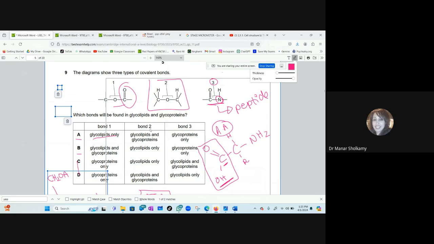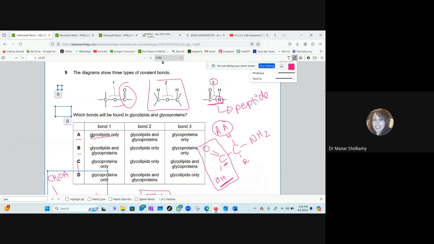Okay, but let's go to bond 2. Bond 2, this is carbon, oxygen, carbon. This is a sugar. This sugar itself can bond with a lipid or a protein. So bond 2 can be found in glycolipids and glycoproteins, or one of them, or both of them. If I choose B, B says that bond 2 is in glycolipids only. This sugar only bonds to lipids, it does not bond to proteins. But it bonds to proteins.